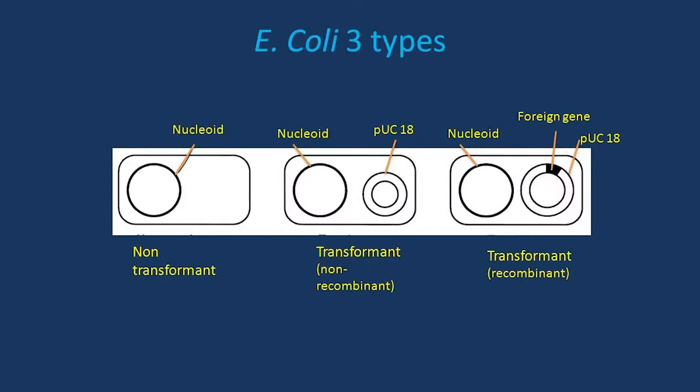So we get three types of E. coli. One in which there is no pUC18, which is called the non-transformant. The other two are transformants. Of these, one has pUC18, but it does not have the foreign gene, which is called the non-recombinant. And in the last one, which is the recombinant bacteria, it has the pUC18 and the foreign gene. Remember, we are interested only in the recombinant bacteria.